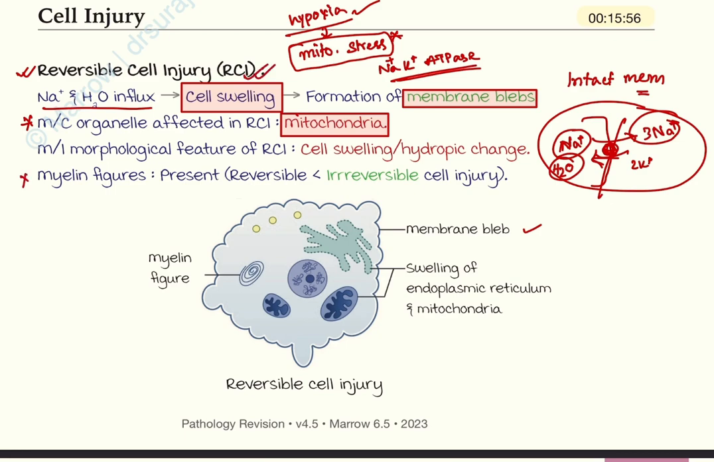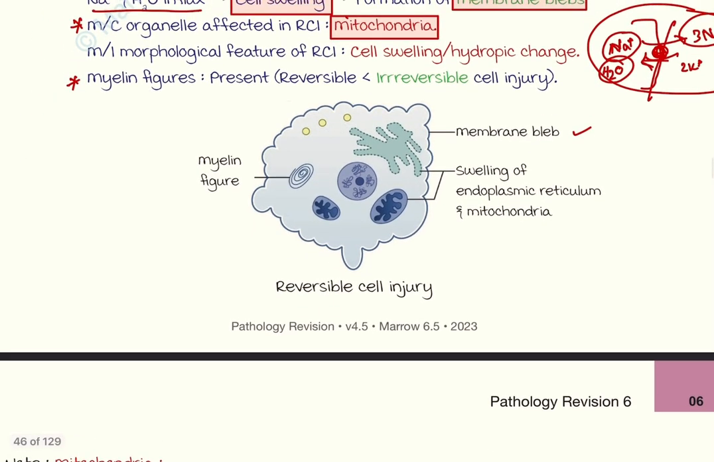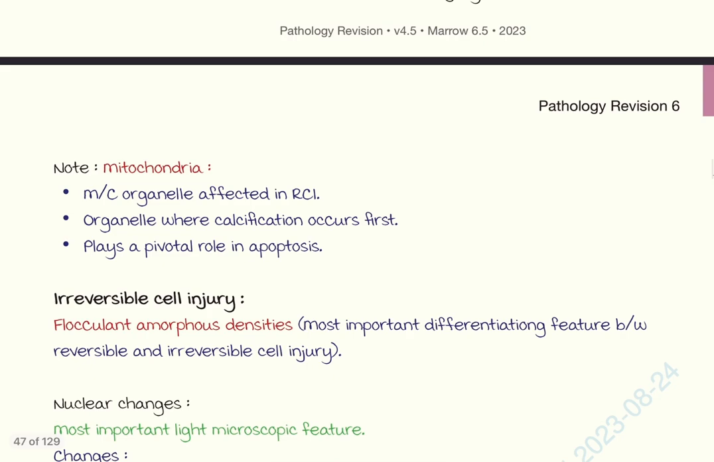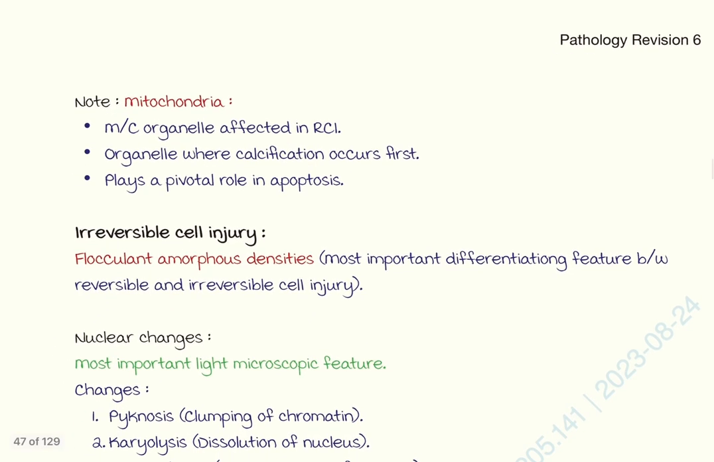Okay, and myelin figures are also important, but these are mostly not specific, and mostly seen in irreversible cell injury. Please remember that. Myelin figures are basically your phospholipid and calcium complex. So there is swelling of each and every organelle, mitochondria, Golgi bodies, and endoplasmic reticulum, leading to membrane bleb formations.